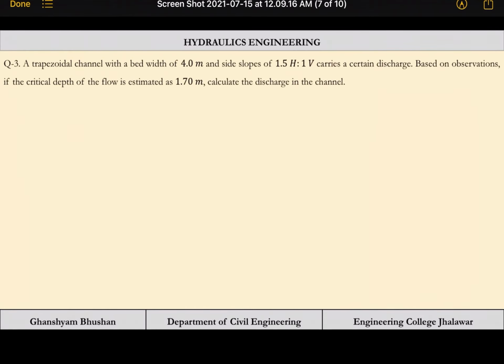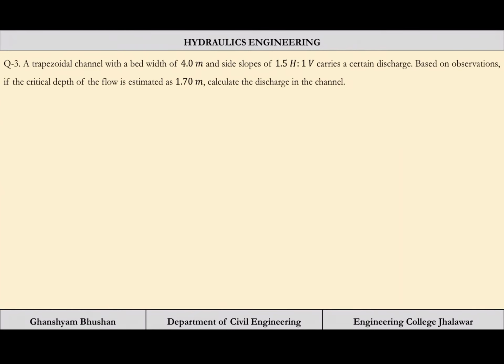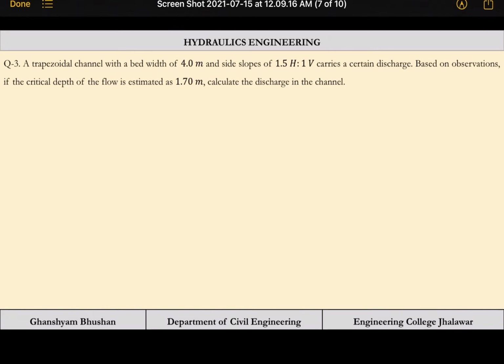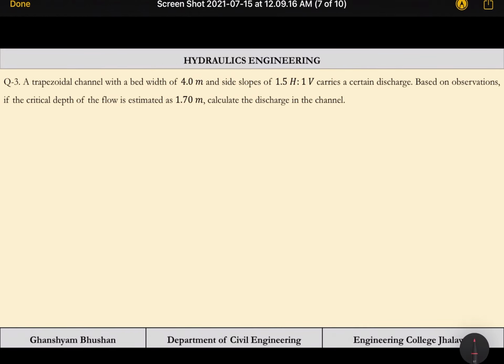Now the next question asked to us is a trapezoidal channel with a bed width of 4 meter and side slope of 1.5 horizontal to 1 vertical carrying a certain discharge. Based on observations, if the critical depth of flow is estimated as 1.7 meter, calculate the discharge in the channel. So the problem is very interesting. A trapezoidal channel is provided to us. That is okay.